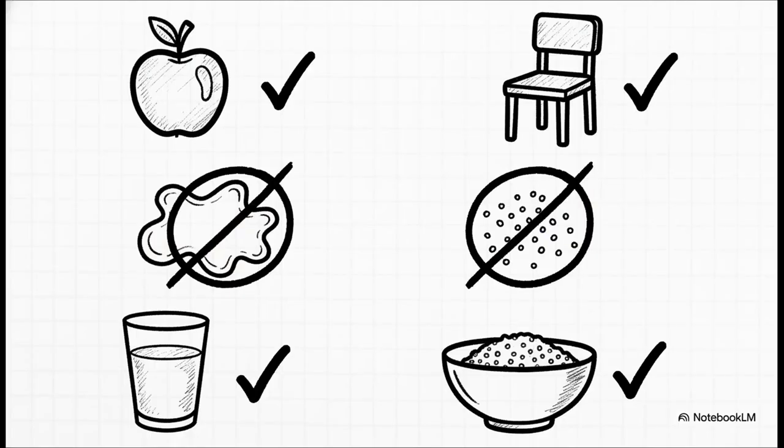So the crucial point is, because you can count apples, you can easily say 1 apple or 5 chairs, but there is literally no way you can say 1 milk or 2 rices. It just doesn't work. For uncountable things, we have to rely on containers or measurements. So we say a glass of milk or a bowl of rice.